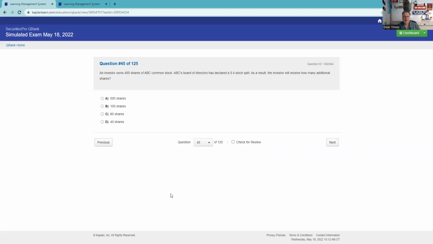An investor owns 400 shares of common stock. ABC's board of directors has declared a 5-4 split. As a result, the investor will receive how many additional shares?